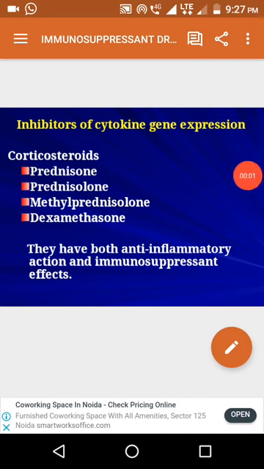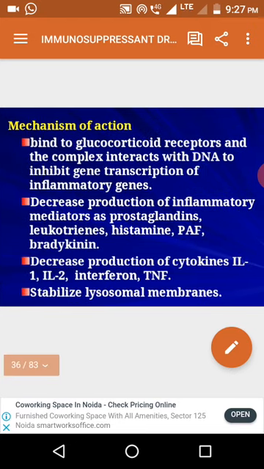Next drugs are corticosteroids, so inhibitors of cytokine gene expression. Examples: prednisone, methylprednisolone, dexamethasone. These are the drugs which have both anti-inflammatory and immunosuppressive properties. Generally, you already know that mechanism.